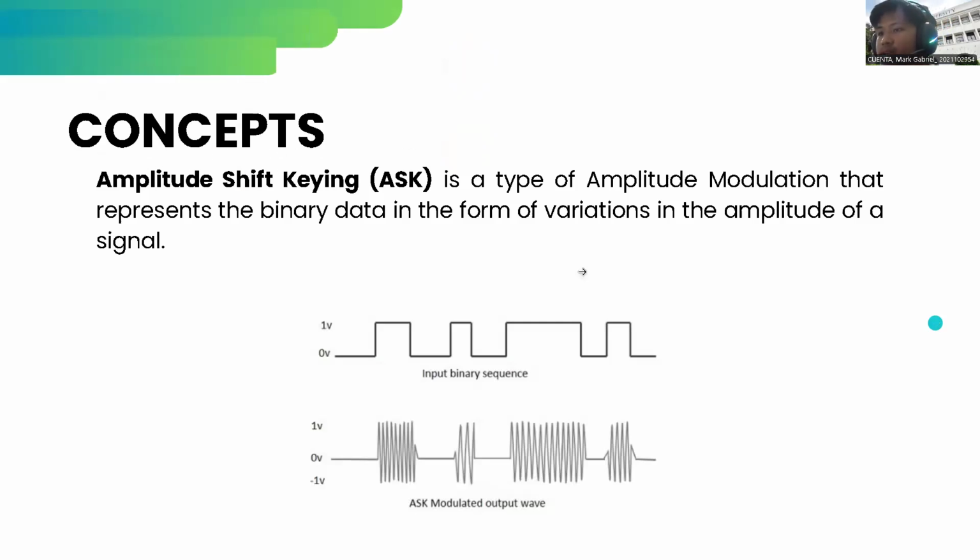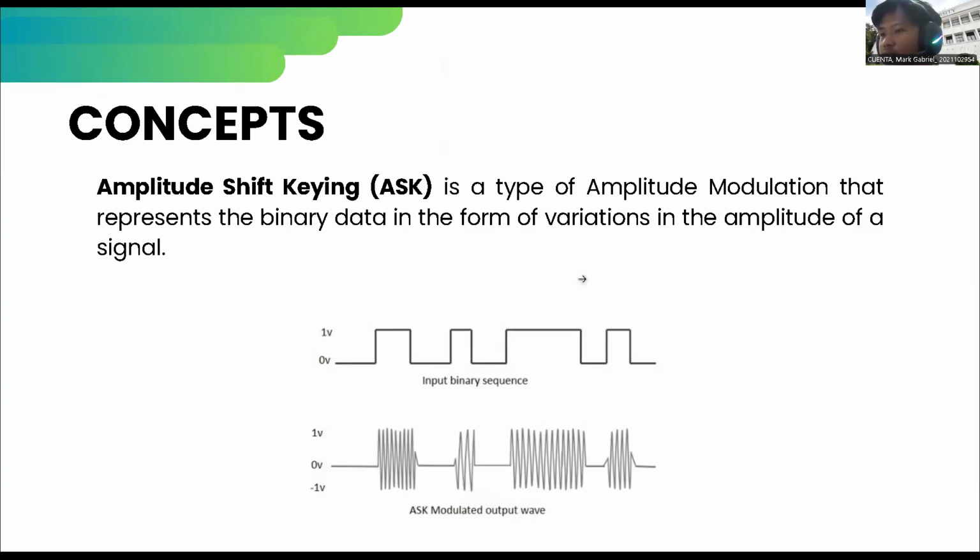So the concept of amplitude shift keying, or the ASK, is defined as a type of amplitude modulation that represents binary information through variations in signal amplitude. A high amplitude usually represents logic 1 and a low amplitude usually represents logic 0.